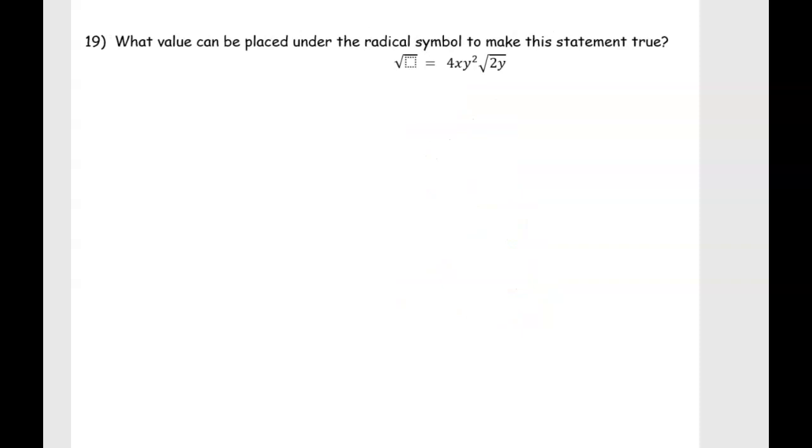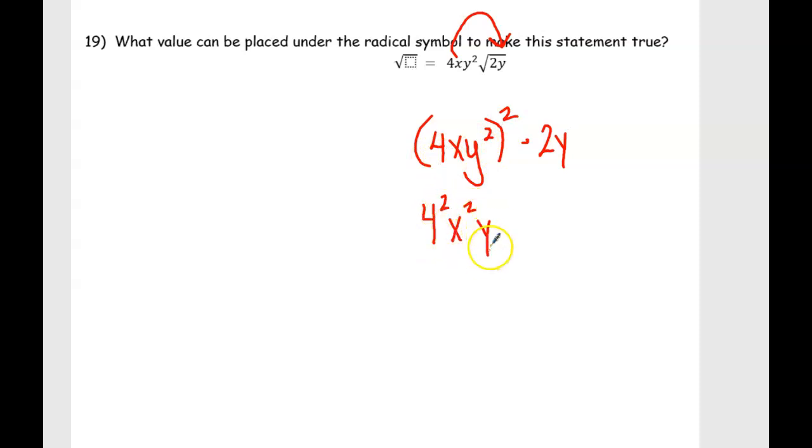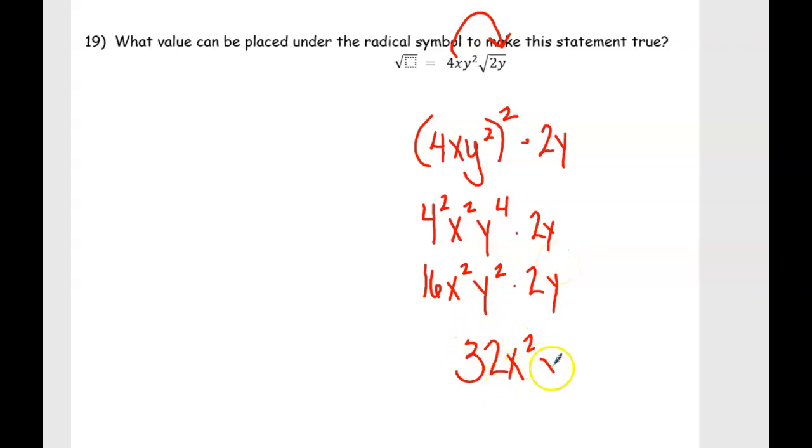Okay, again, going back in, we take what's on the outside. Here our index is 2, so I'm going to take 4x y squared, and I'm going to square it, and I'm going to multiply it by what's on the inside, 2y. Okay, 4x y squared, squared, so we're taking 4 squared, x squared, y to the 4th. I'm just using my properties of exponents, power to a power, times 2y. So 16x squared y to the 4th times 2y. 16 times 2 is 32. Our x is squared, and our y would be to the 3rd power.